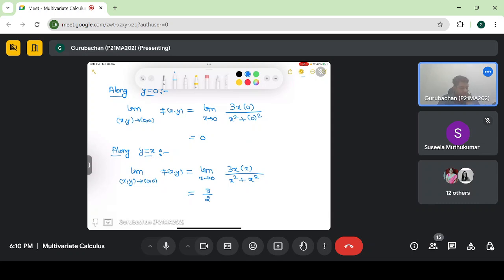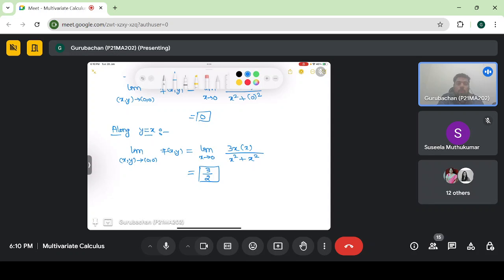Now clearly one can observe that here the limit is coming out to be 0, while here it comes out to be 3 by 2. So that means there are two different paths and we are getting different limits. So the limit of f(x,y) at (0,0) does not exist. Limit as (x,y) tends to (0,0) of f(x,y) does not exist.